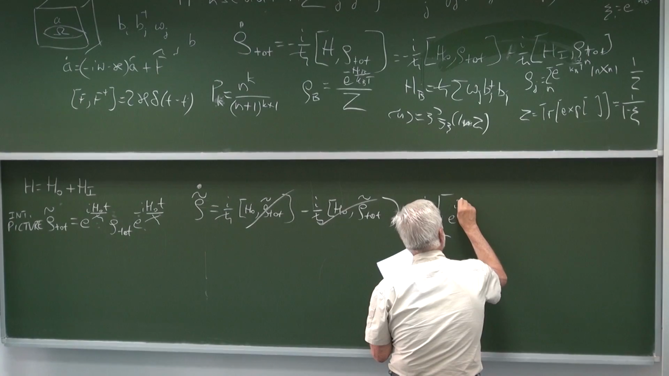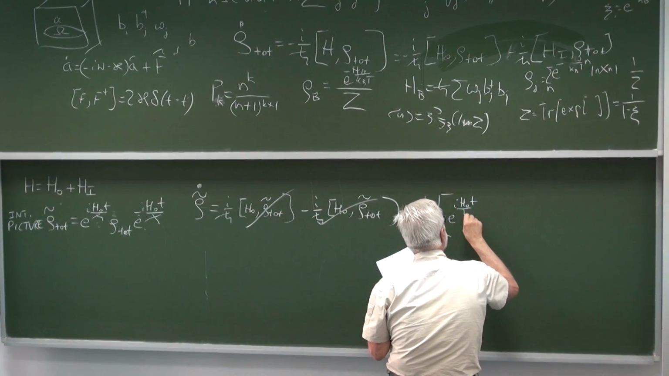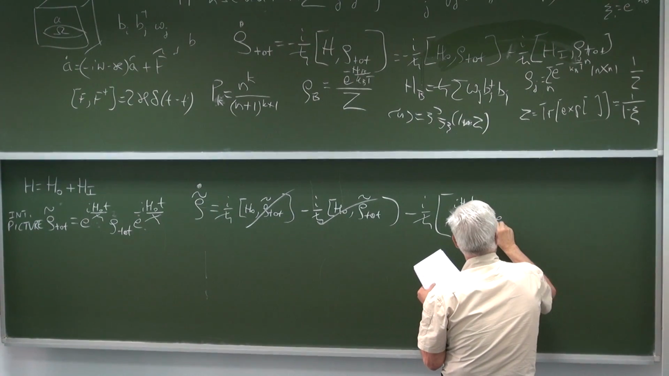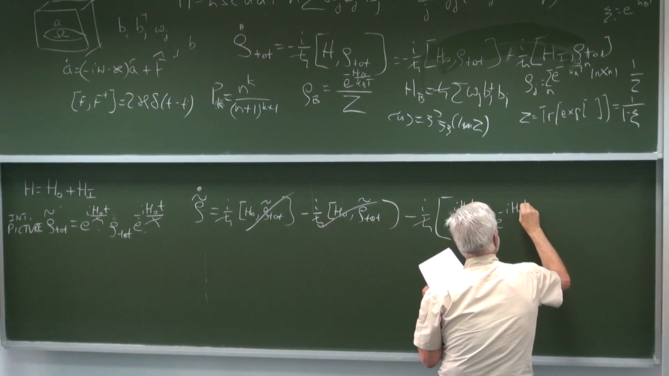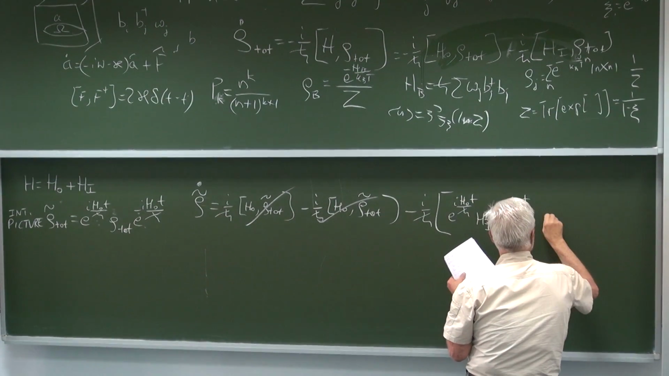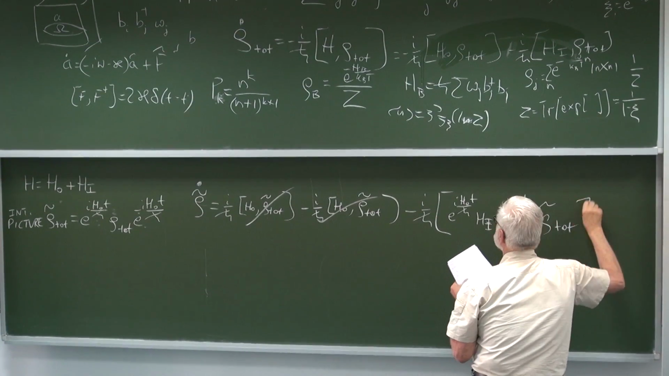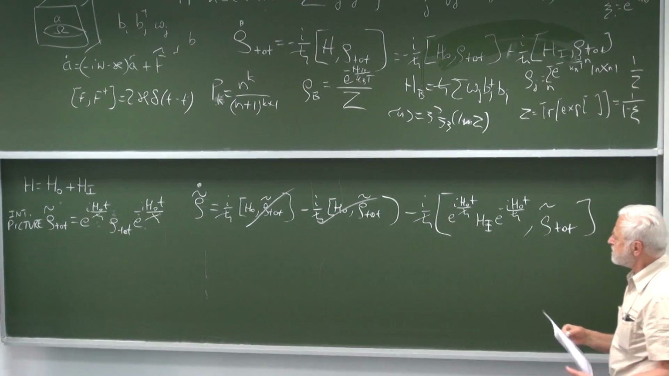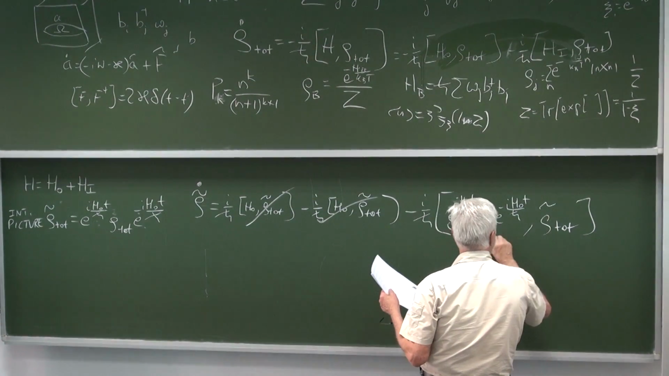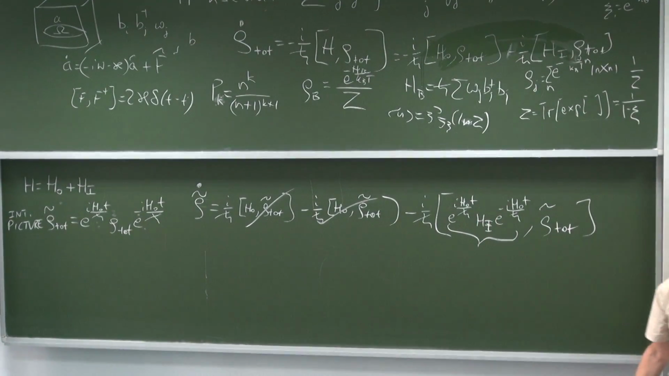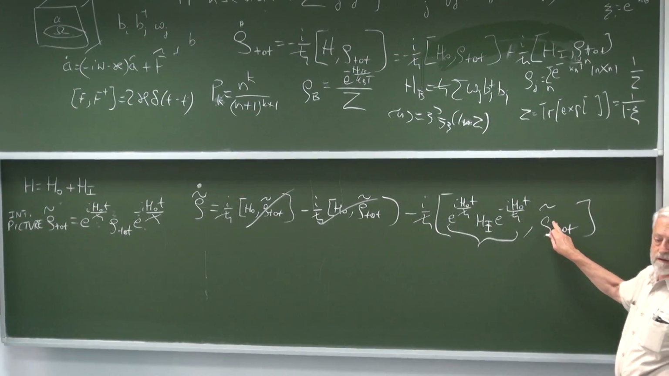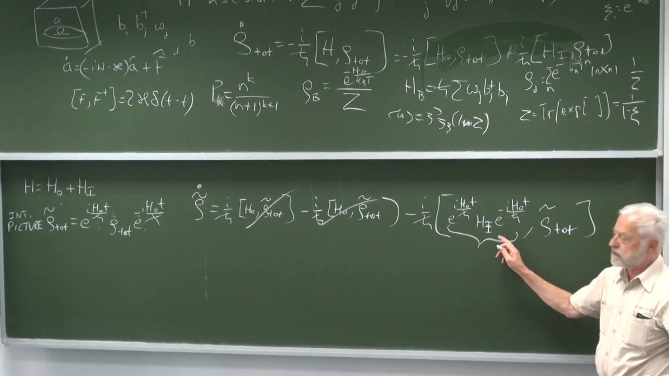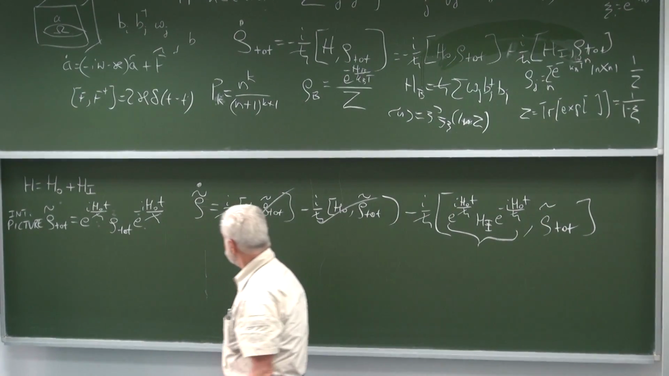e to i H0 t divided by h bar, H interaction, times e to minus i H0 t, with rho total in the interaction picture. So, as I promised, in the interaction picture, both the state evolves, but also operators evolve. So I have to evaluate this fellow. Fortunately, this is very easy.